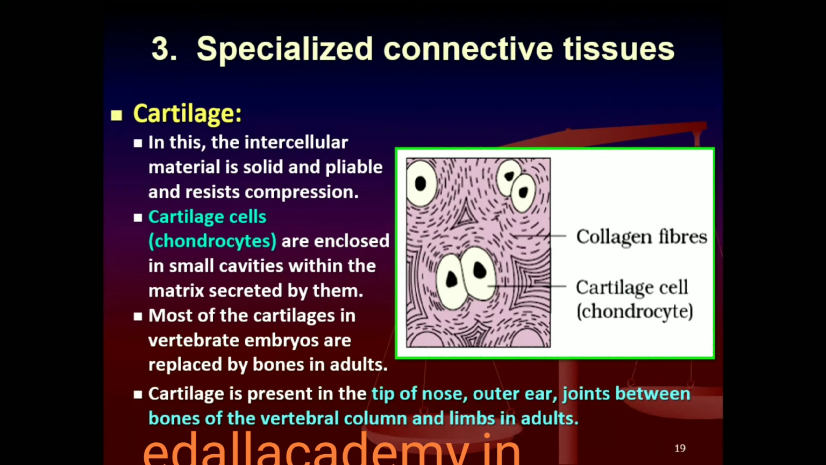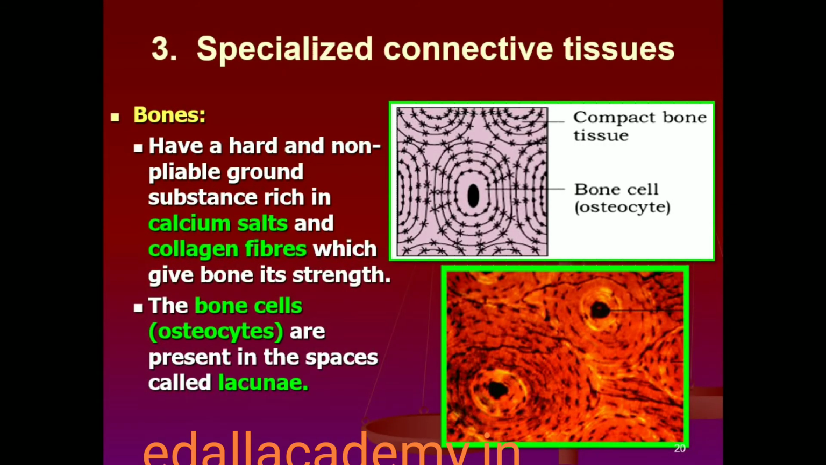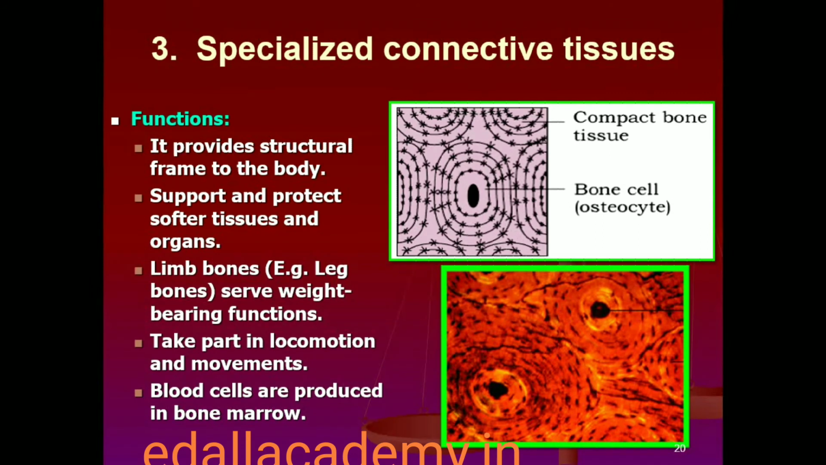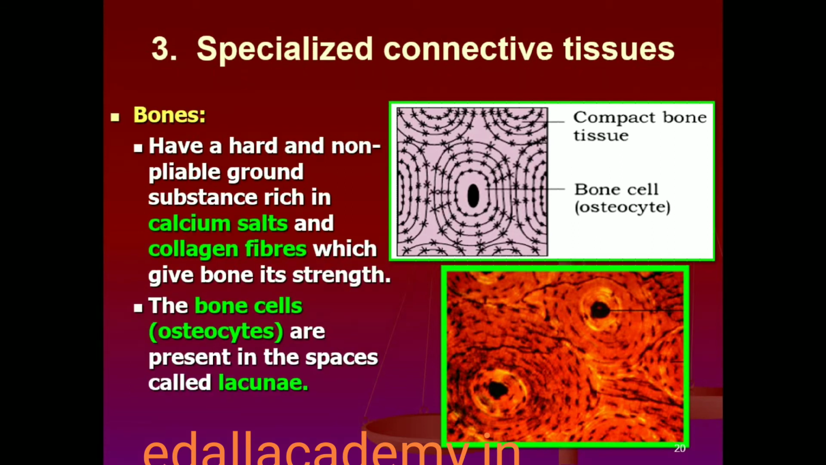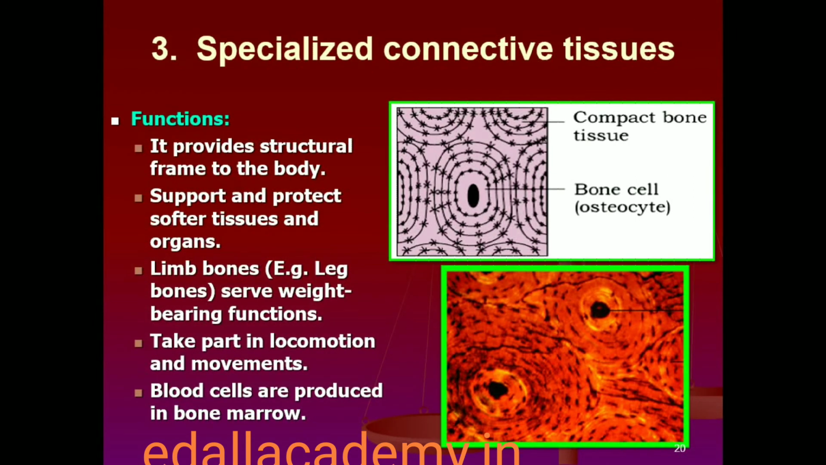hands in adults. Bones have a hard and non-pliable ground substance rich in calcium salts and collagen fibers which give bone its strength. It is the main tissue that provides structural frame to the body. Bones support and protect softer tissues and organs. The bone cells, osteocytes, are present in the spaces called lacunae. Limb bones, such as the long bones of the legs, serve weight-bearing functions. They also interact with skeletal muscles attached to them to bring about movements. The bone marrow in some bones is the site of production of blood cells.